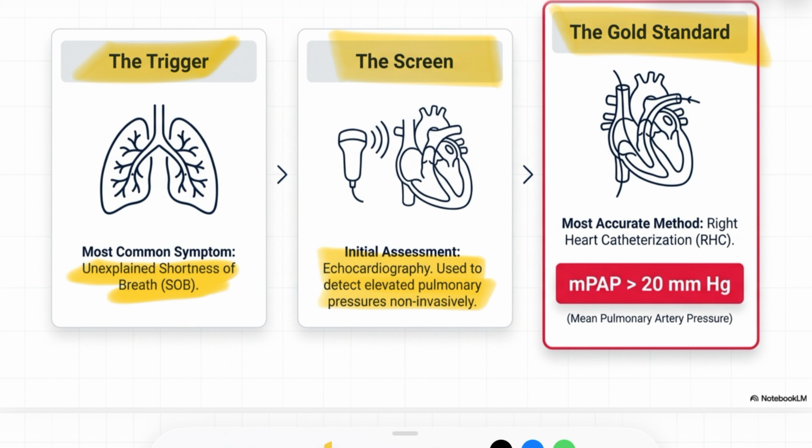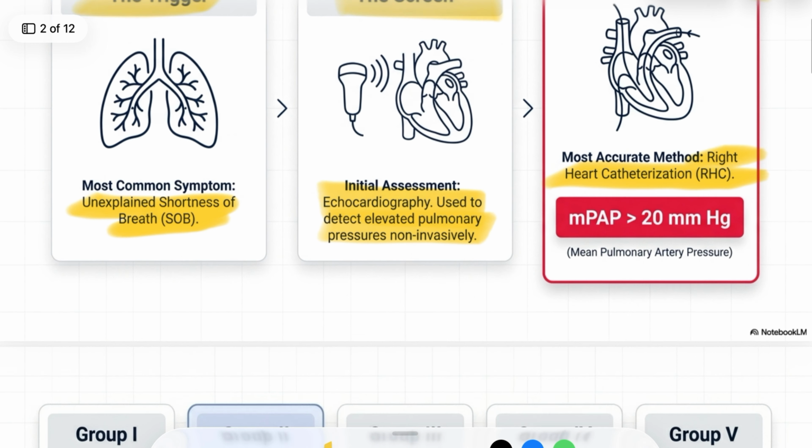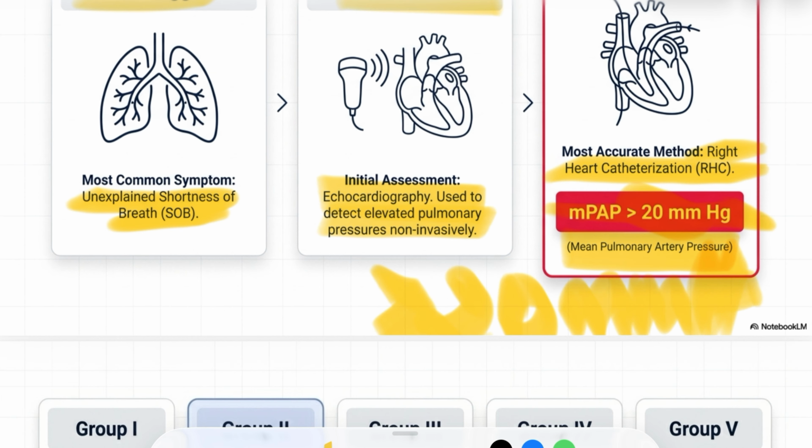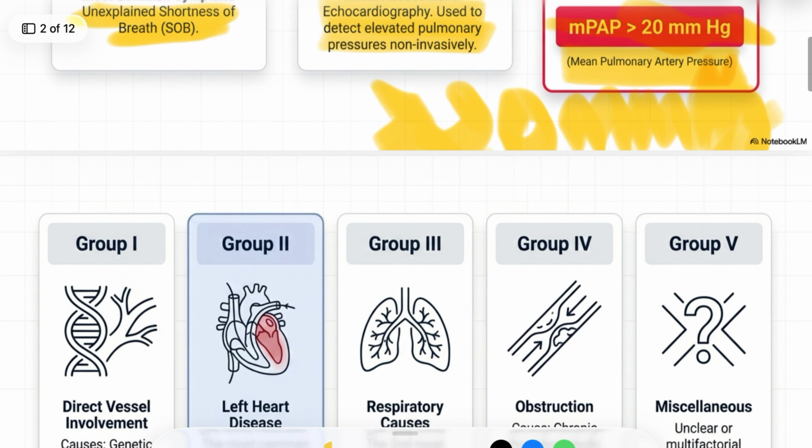So ECG is a non-invasive method. And the gold standard, it will always be the invasive method. So it will be your right heart catheterization. So we will measure the mean pulmonary arterial pressure. So MPAP, usually the magic number will be 20. So you have to remember this 20 when it comes to pulmonary hypertension.